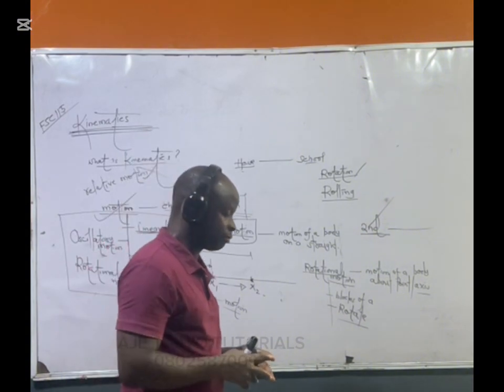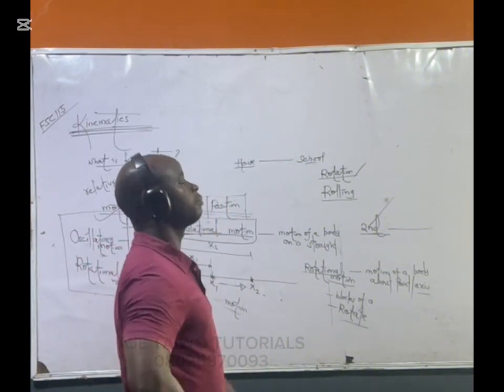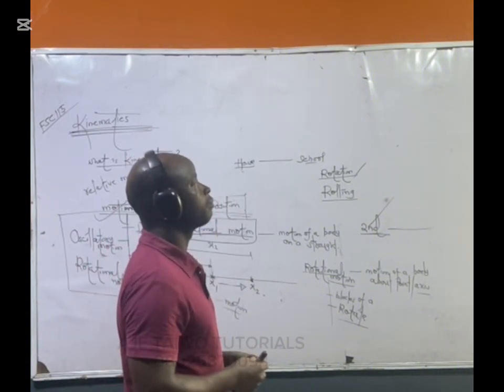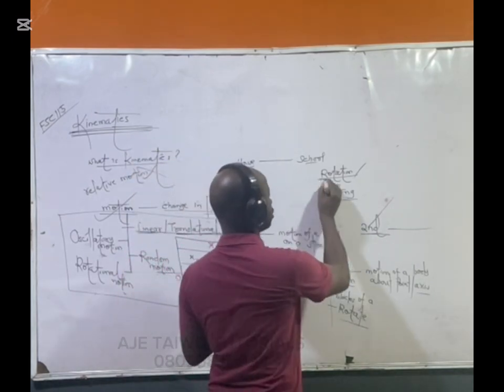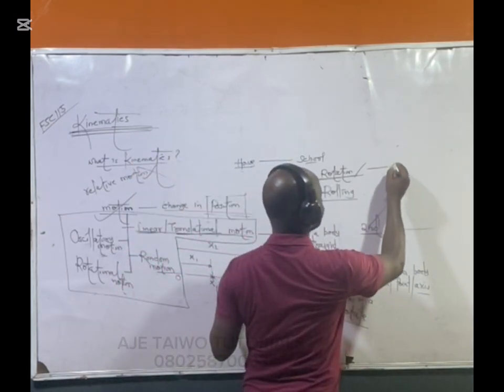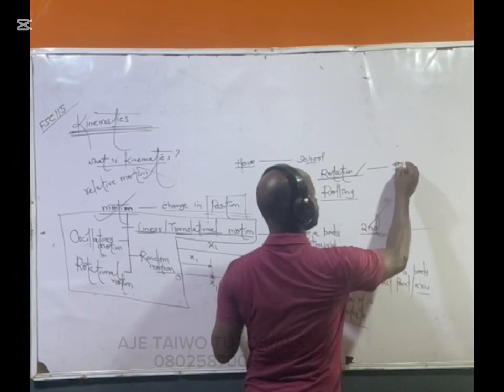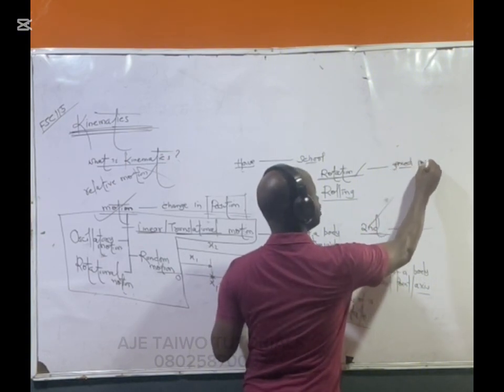In rotation, the point is fixed. But in rolling, the position changes. That's good. For rotation, you rotate or you move about a fixed point. You don't leave where you are.